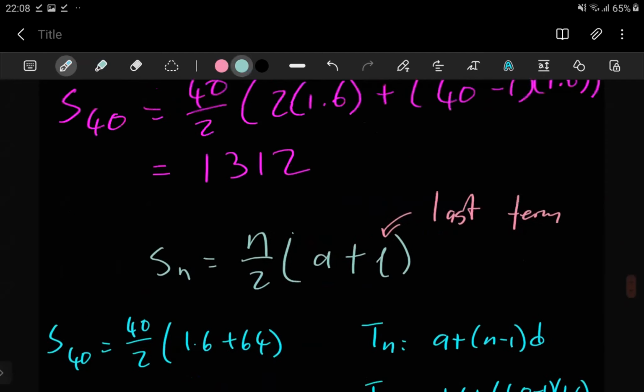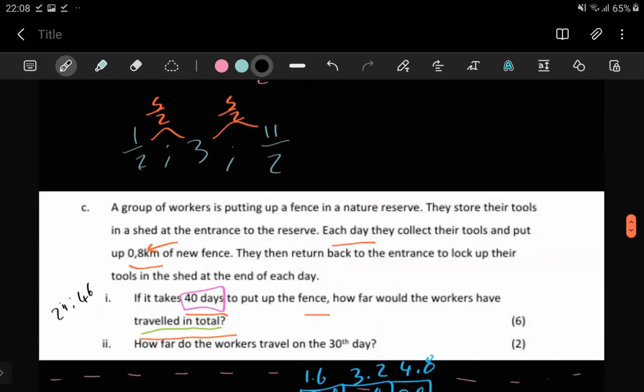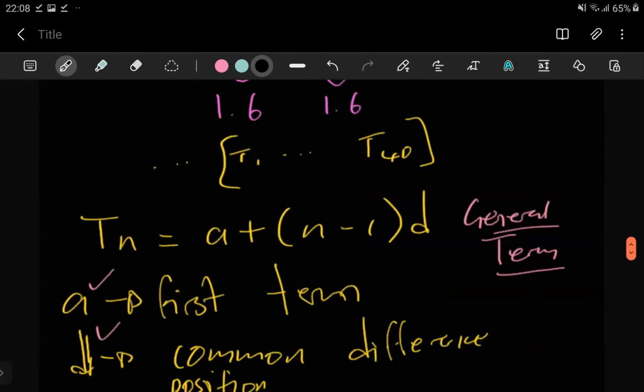Oh, okay, cool. I think let's make this one the last question before your brain pops, because I think we've been here for a long time. It says, how far do the workers travel on the 30th day? So we just have to get T30 from our general term.